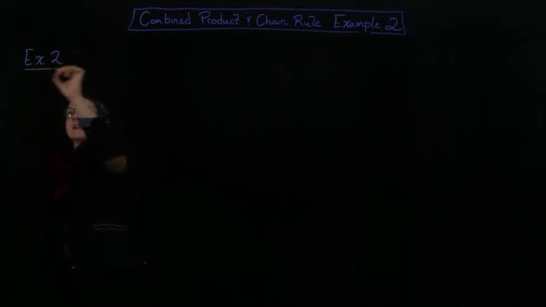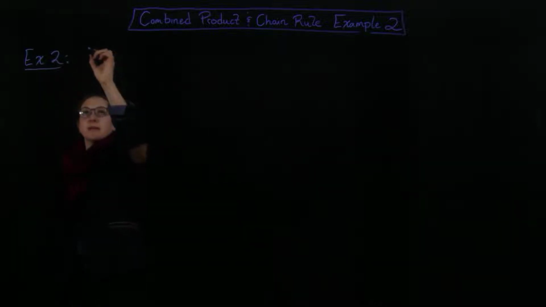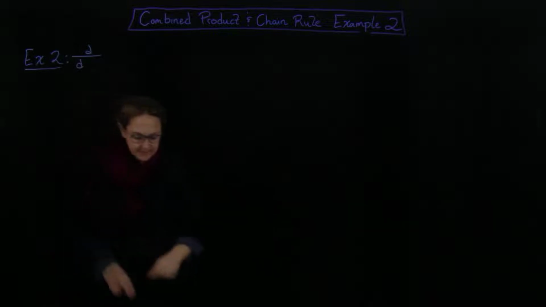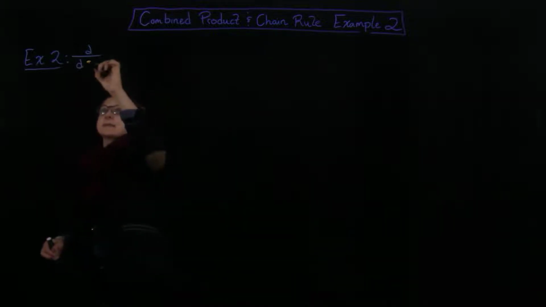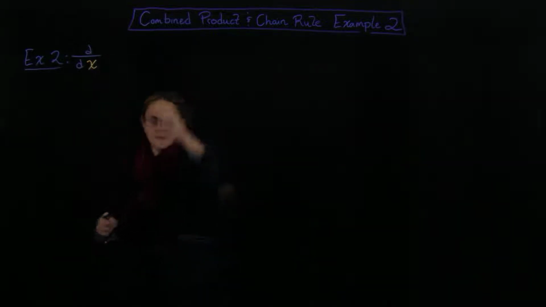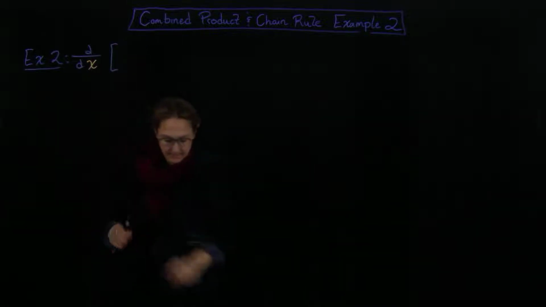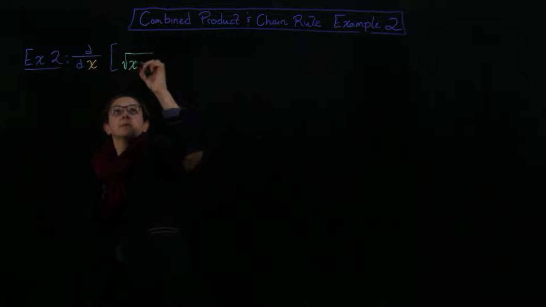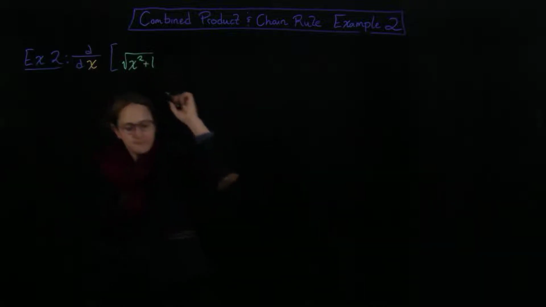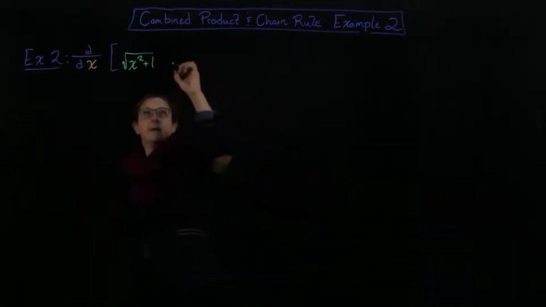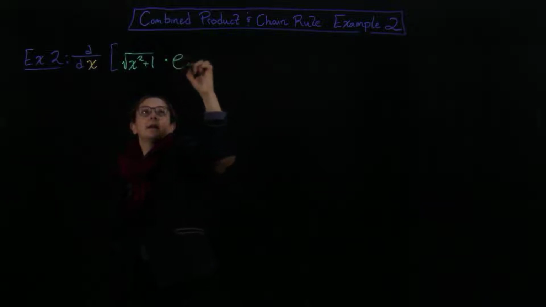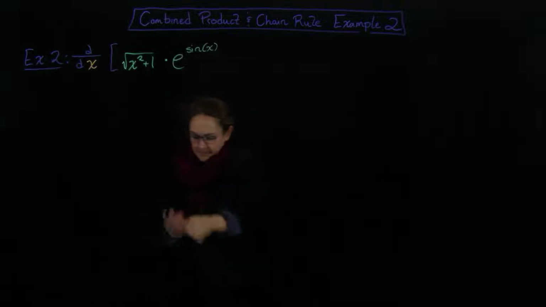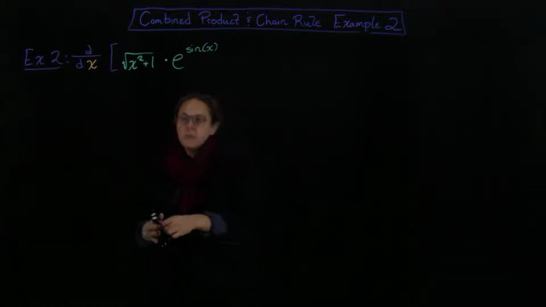We want to take the derivative with respect to x of our function, which is the square root of x squared plus 1, multiplied by e to the sine of x. So you can see how we have to combine both.